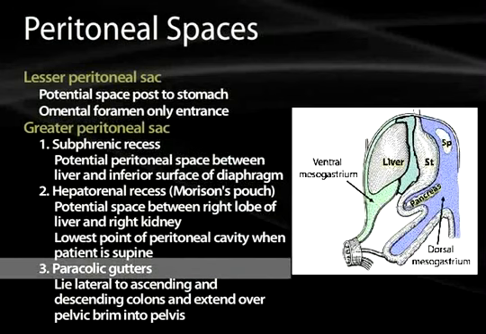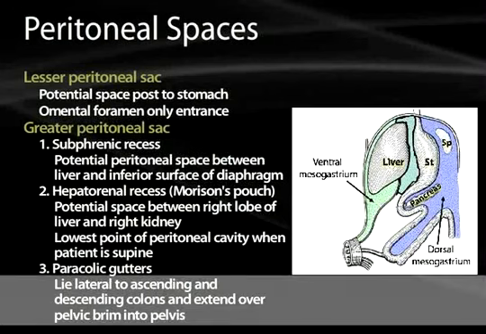The paracolic gutters will lie on the sides of the ascending and descending colon, and they will extend down over the pelvic brim and into the pelvis, which can actually cause infectious materials to pass from the abdomen into the pelvis itself.